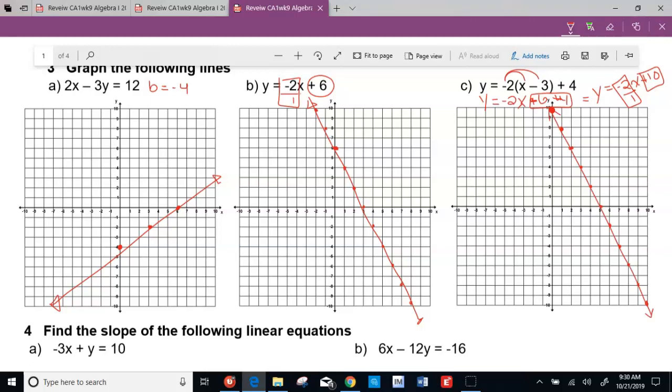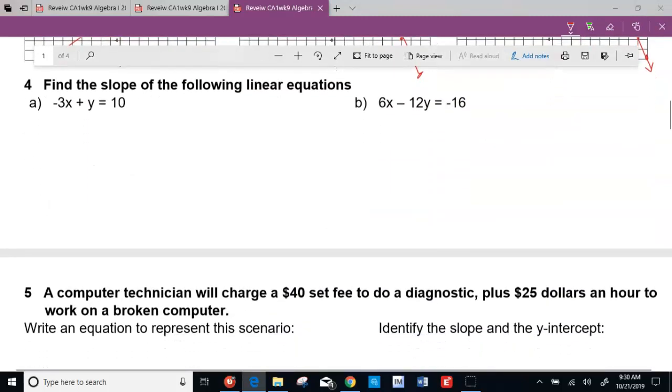All right, next, we have questions 4a and 4b. Find the slope of the following linear equations. So this one we can do a couple of ways. For the first one, I'm going to do it manually. I'm going to get y by itself, because I know whatever's with x will be my slope once y is by itself.